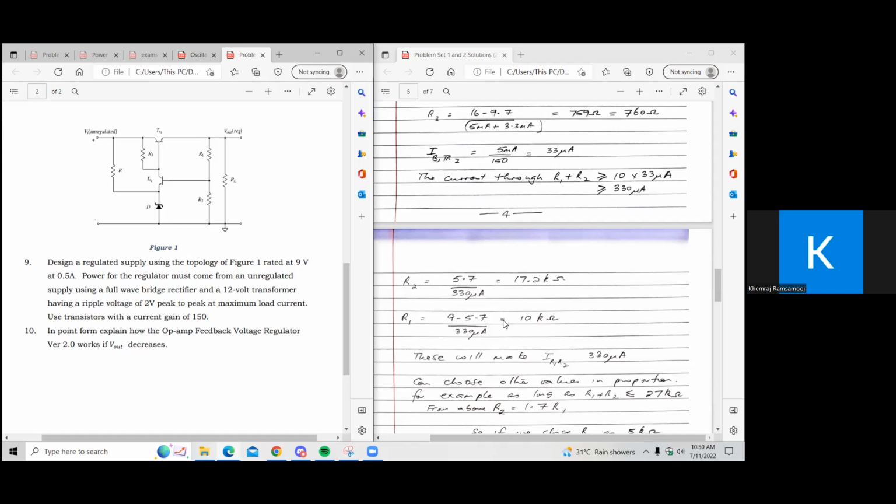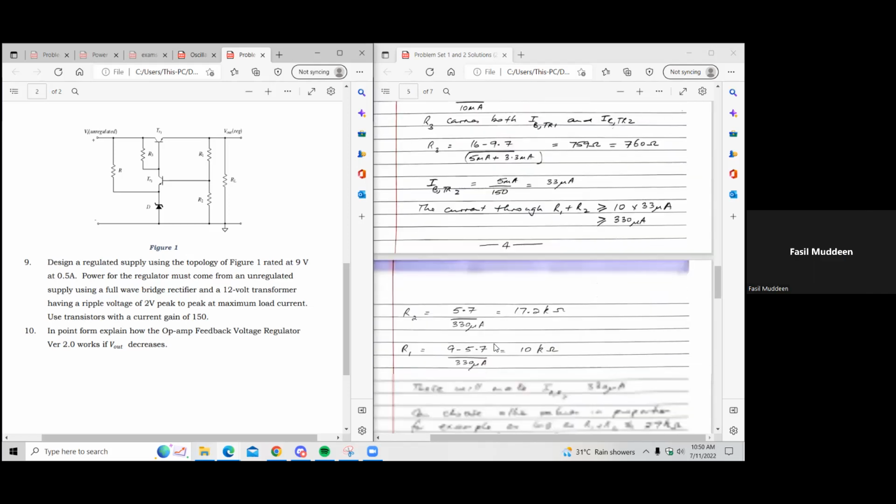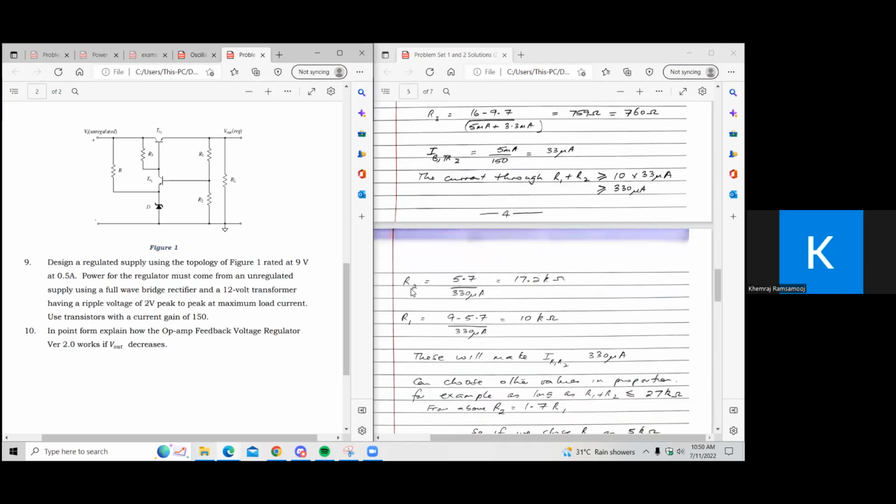For R2, how did they get the 5 volts? It could be 5 plus 0.7, but that 5 volts. The diode is 5 volts. I think I chose a 5 volt diode, so that if the emitter of TR2 is at 5, the base is going to be at 5.7.